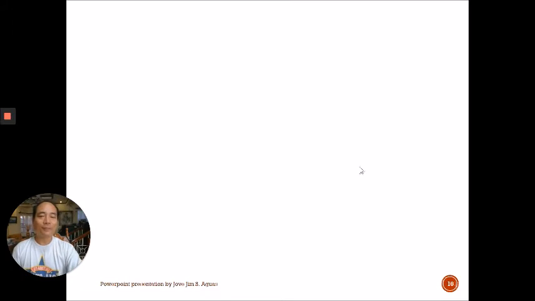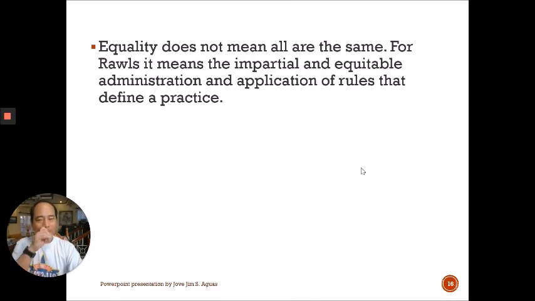Right. So what is equality? For Rawls, equality does not mean that all are the same. No, that if you give a family one sack of rice, that all families, regardless of whether they are rich or poor, will receive one sack of rice. That's the same, but that's not equality. For Rawls, equality means the impartial and equitable administration and application of rules that define a practice, meaning based on practice. So equality is the equitable, and equitable is not the same.